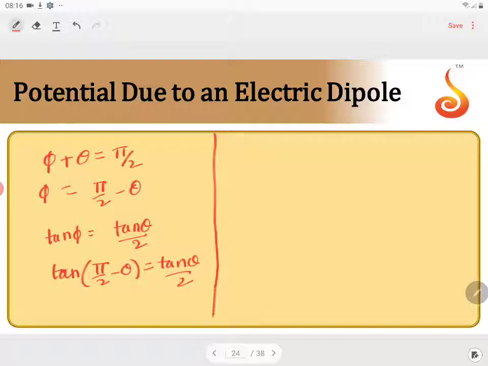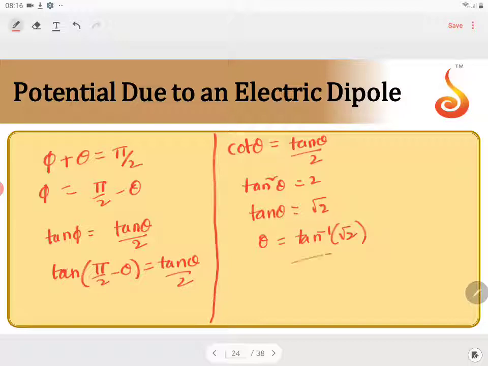So tan of pi by 2 minus theta is nothing but cot theta. So cot theta is equal to tan theta divided by 2. So this is also equal to tan square theta is equal to 2. Why? Because cot theta equals 1 by tan theta, it goes to the other side, it becomes tan square theta. So tan theta equal to root 2. Theta will be equal to tan inverse of root 2. So this is the theta value for which the electric field at the point P, a general point, should be perpendicular to the dipole.